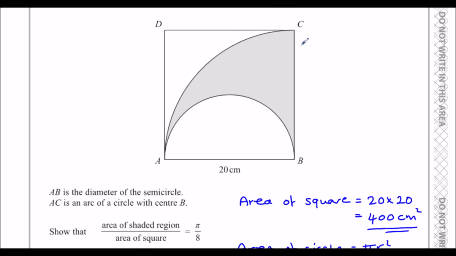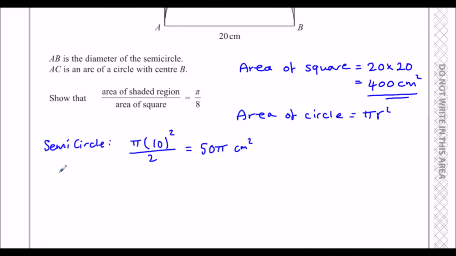So for this quarter of a circle, the radius is 20. We've got a quarter circle. Pi times the radius squared. We've only got a quarter, so divide by 4. 20 squared is 400 times pi, 400 pi over 4. 400 pi over 4 is 100 pi.